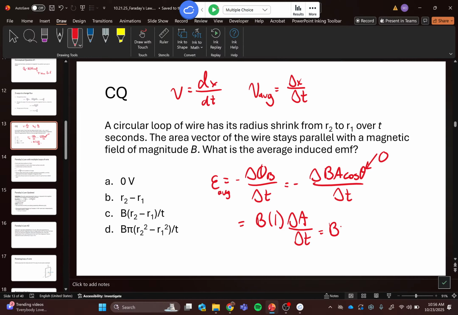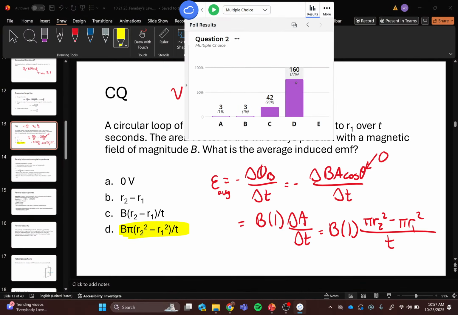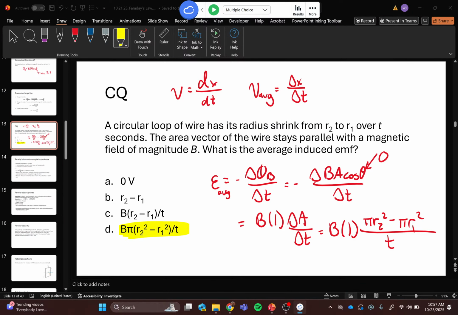If you made a mistake, you didn't think about area. This is a circle. What is the area of a circle? Pi r squared minus pi r squared over time. So the answer here, again, we kind of ignored the negative. There's a reason why. Right now, the negative is not going to matter. It will matter in about 10 slides. Just wait till then. But yeah, if you made a mistake here, you forgot about the area, not just radius. All right, cool.